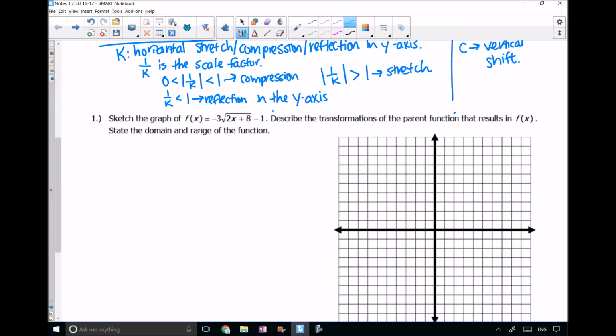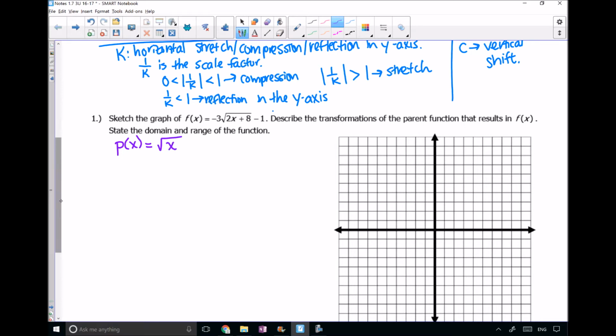All right, so let's apply that to question number 1. In number 1, it says to sketch the graph of f of x equals -3 times the square root of 2x plus 8, minus 1, and describe all the transformations of the parent function that results in f of x. And then we're going to find the domain and range. So the first thing I need to do is determine what my parent function is. And I know that my parent function is going to be the square root of x.